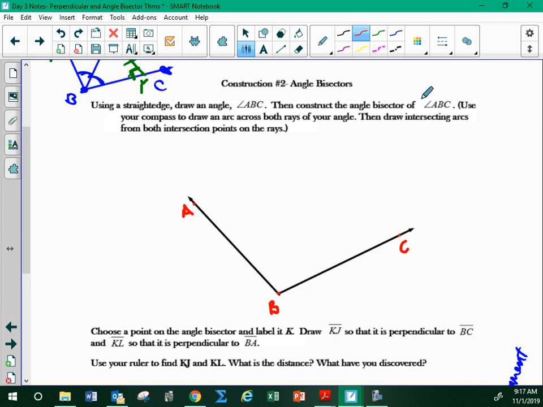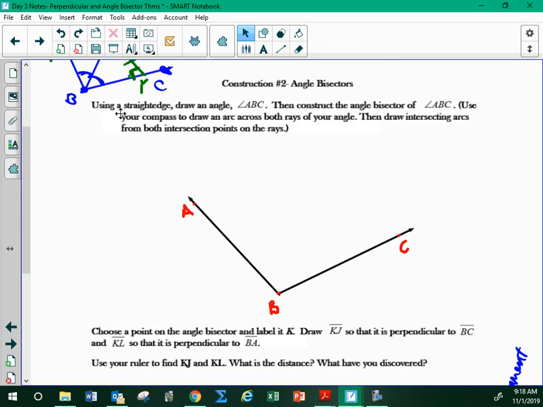All right. So once again, I have the instructions. They are in parentheses, but I will demonstrate it for you. So what we're going to do, A and C are only there to label your angle. We do not use A and C in our construction. They are only there to label your angle. When you do this on a test, I will give you one that has A and C on there, and you should not use it for your construction.